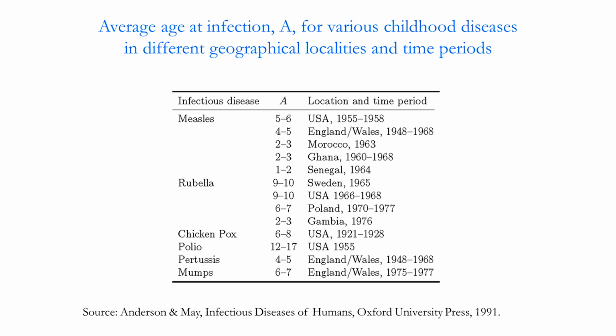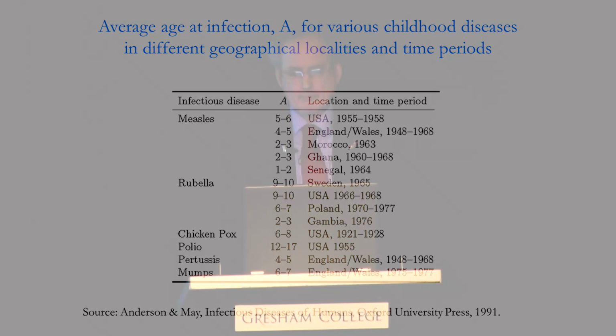Rubella, the average age at which it is acquired is double that, 9 to 10 in Sweden and the USA. Looking down at chickenpox, polio particularly high, 12 to 17, the average age at which it was acquired in the USA in the middle of the 1950s. And then within England and Wales, whooping cough and mumps around the 5 mark, 4 to 5 and 6 to 7. So we now have a way of relating something that we can actually observe, average age, with something that's an underlying parameter within the model.